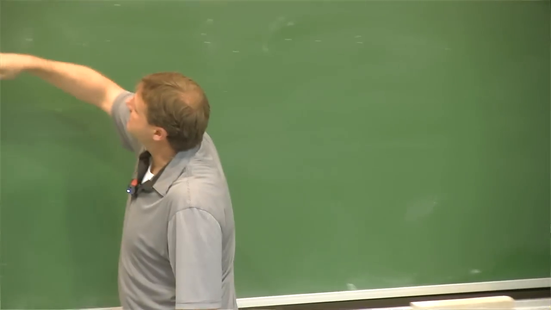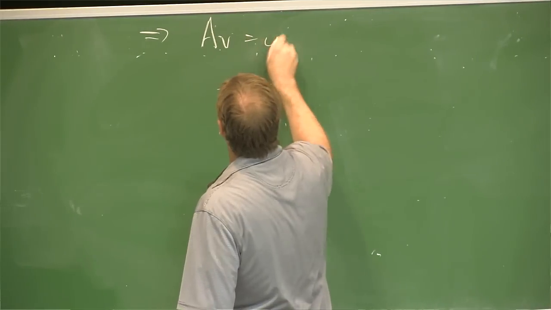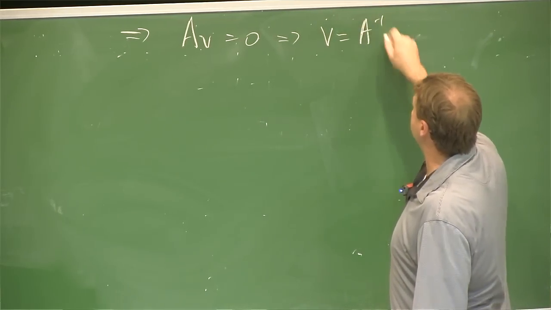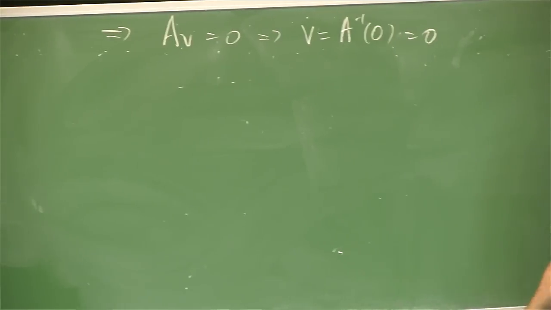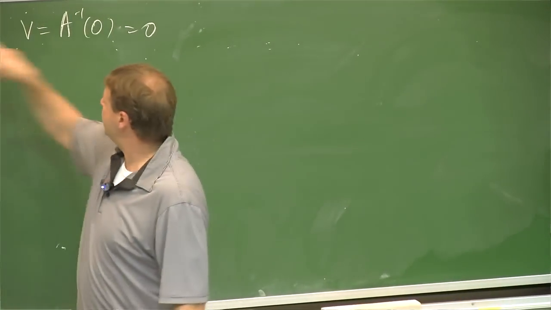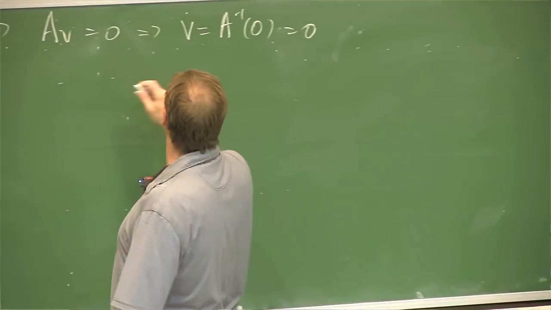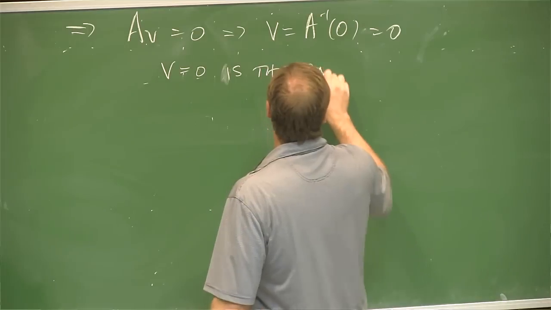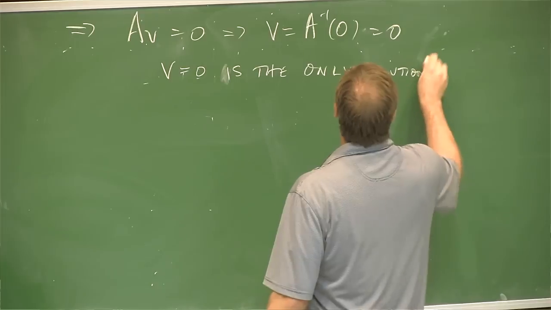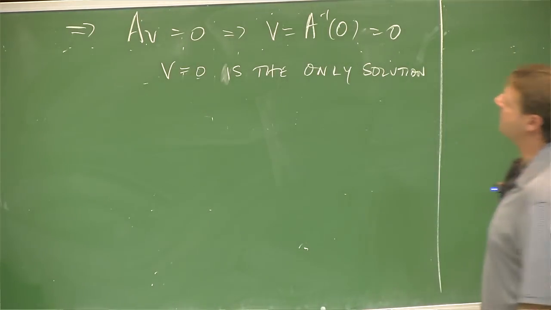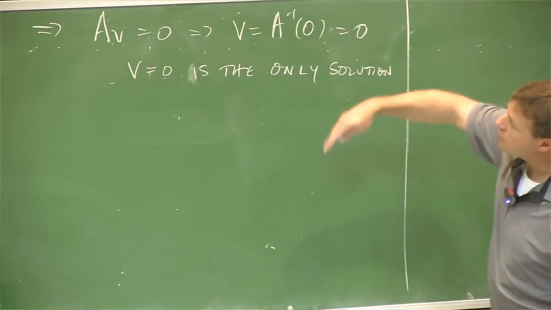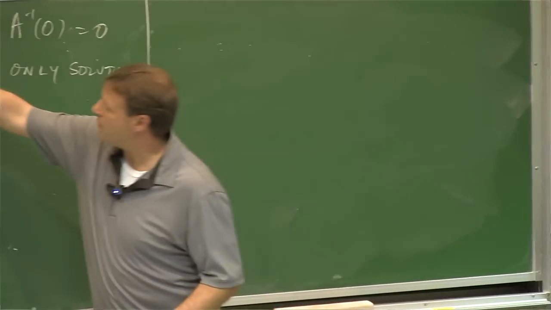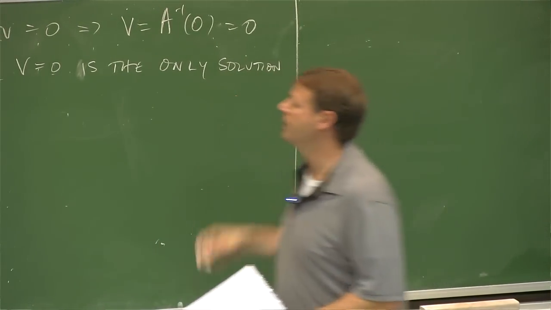Well, if the inverse exists, then if I want to solve this equation, since the inverse exists, that means that v is equal to A inverse of 0, which is 0. So the only possibility for this equation is that v equals 0. So these are all equivalent things. Rank is full rank, determinant's not 0, inverse exists, and then this equation here only has one solution, namely 0.